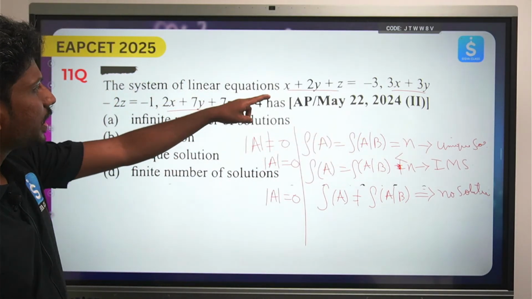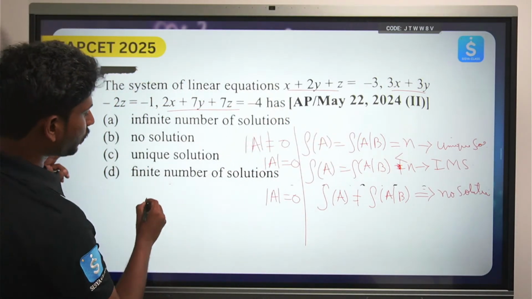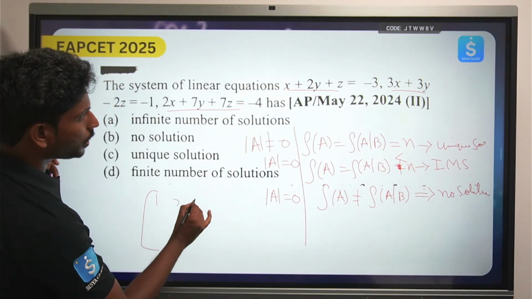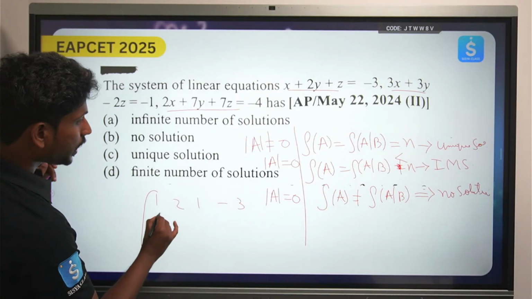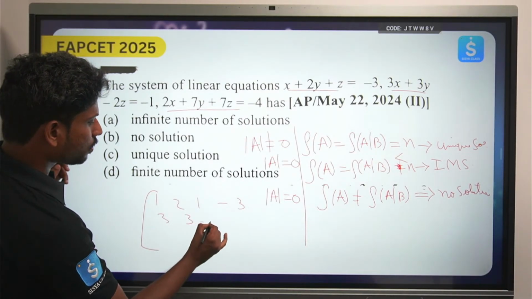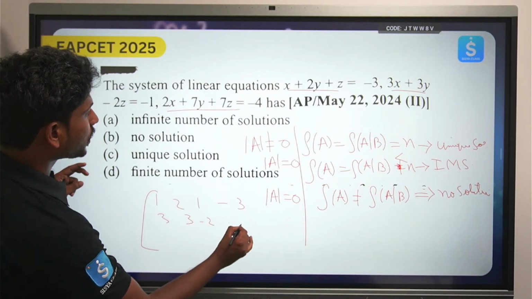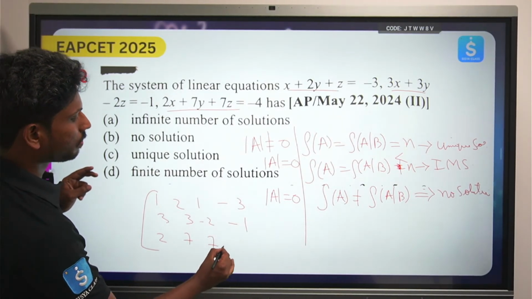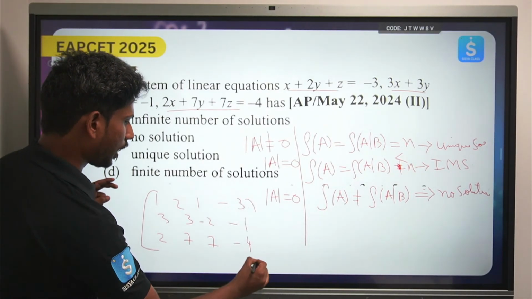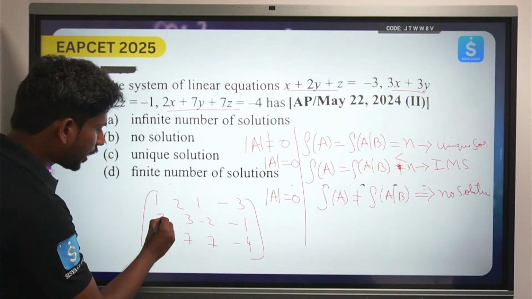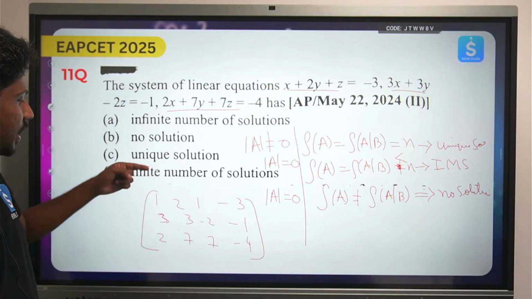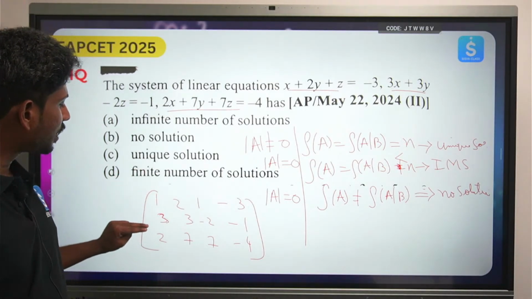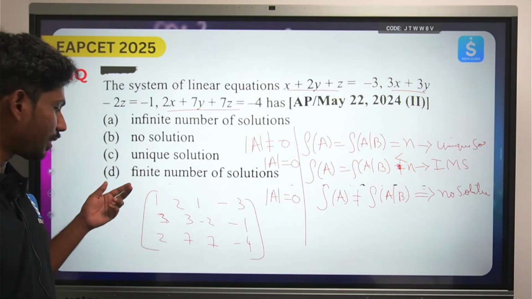So here, what you should do is first quickly write this augmented matrix: 1 2 1 minus 3, 3 3 3 minus 2, and it equals -1 2 7 7 minus 4. Okay, I have these values. Now you take the row operations: R3 gives R3 minus R1, R2 gives R2 minus 3 R1, R3 gives R3 minus 2 R1.